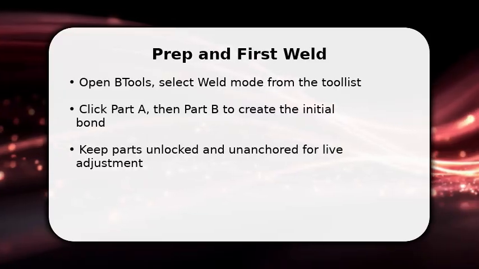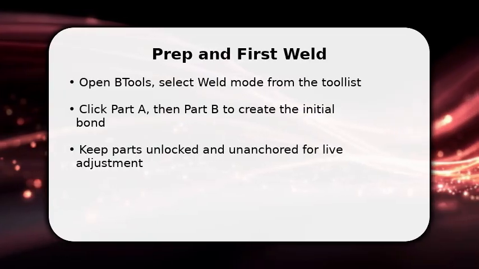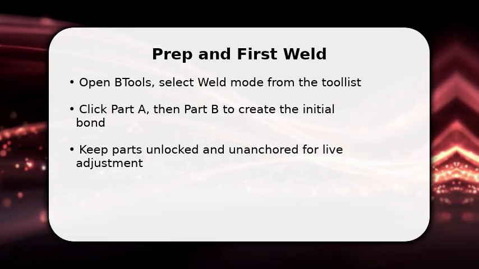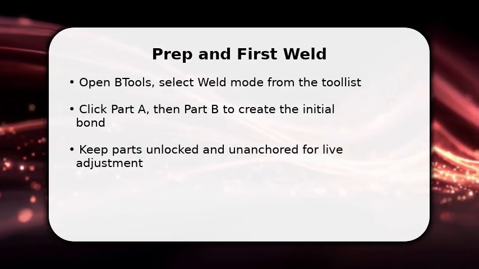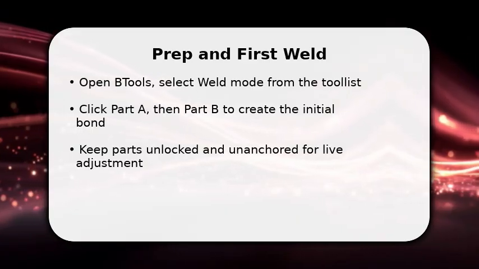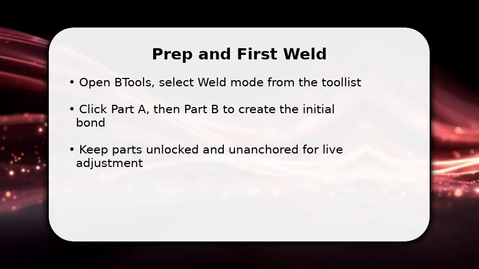You start with Btools open and weld selected. Do this now. First, click the primary piece, then immediately click the secondary piece to create the weld. You do this because the weld records relative position and orientation. Once done, you can move the assembly as one.